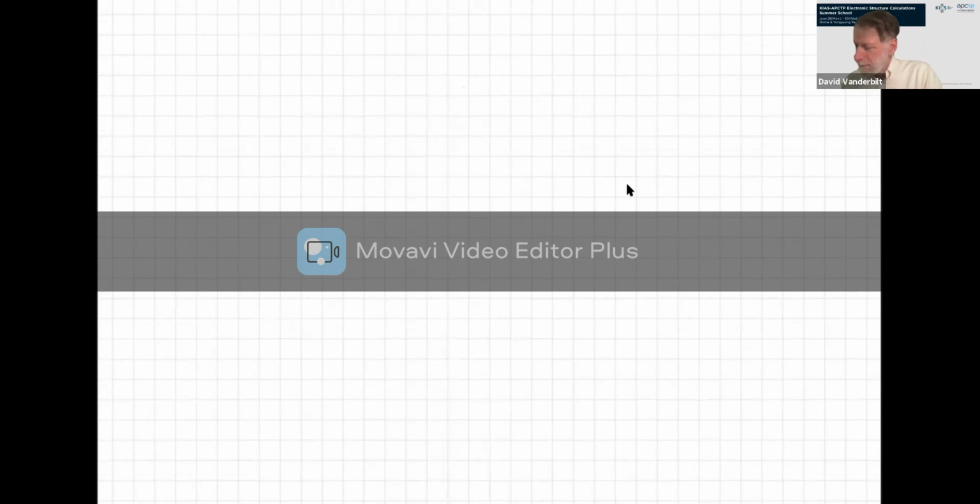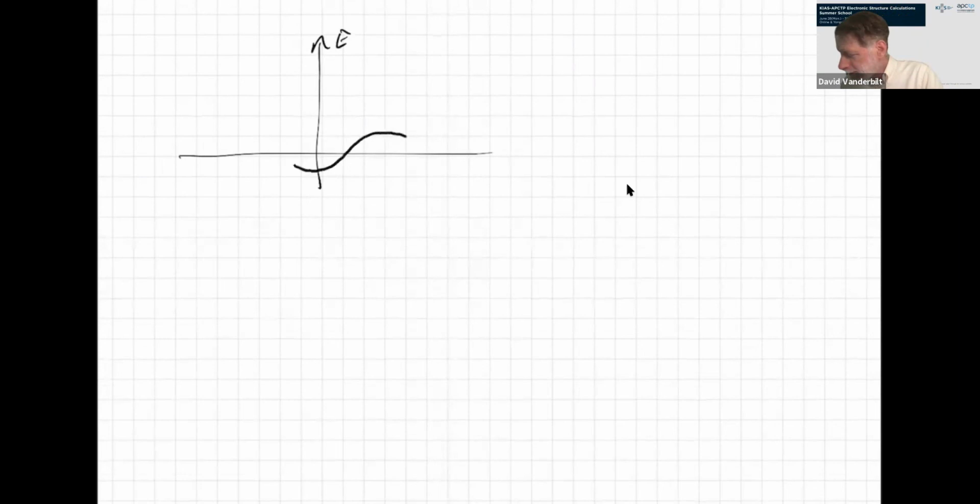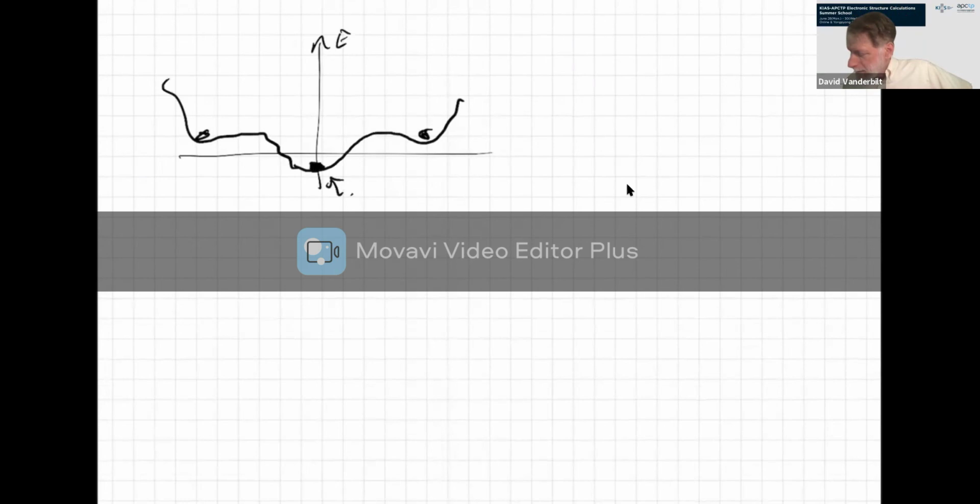So an antiferroelectric is something where the energy landscape looks something like this. So I've got a minimum, and a real minimum. So this is nonpolar, or antipolar.